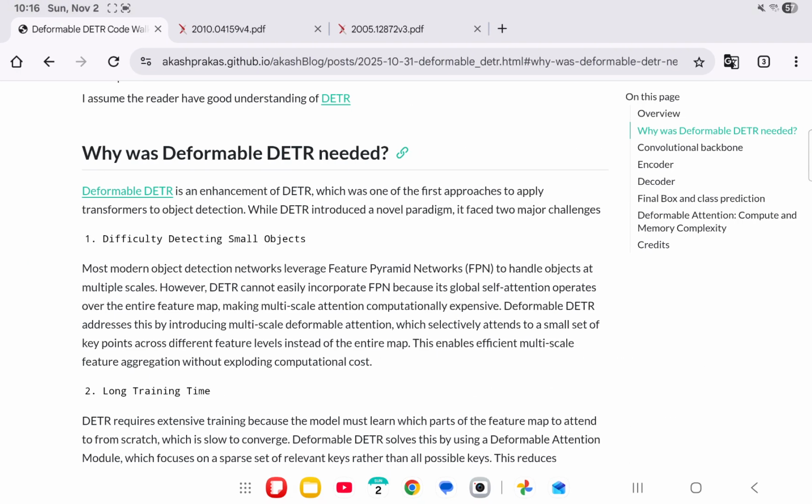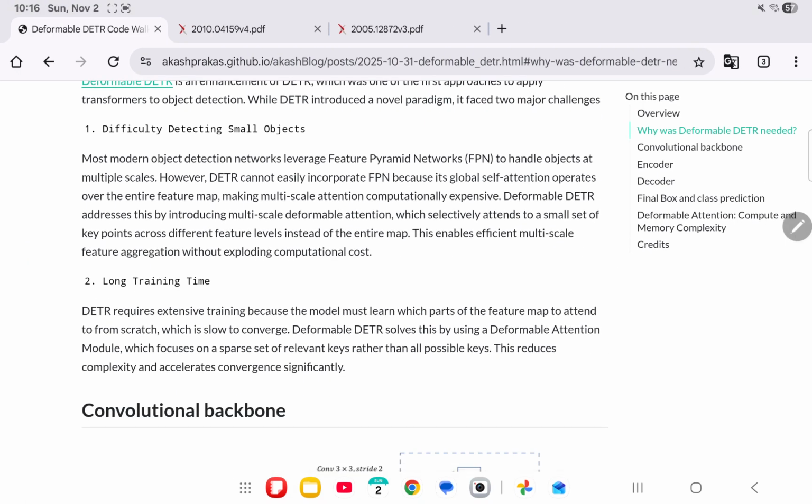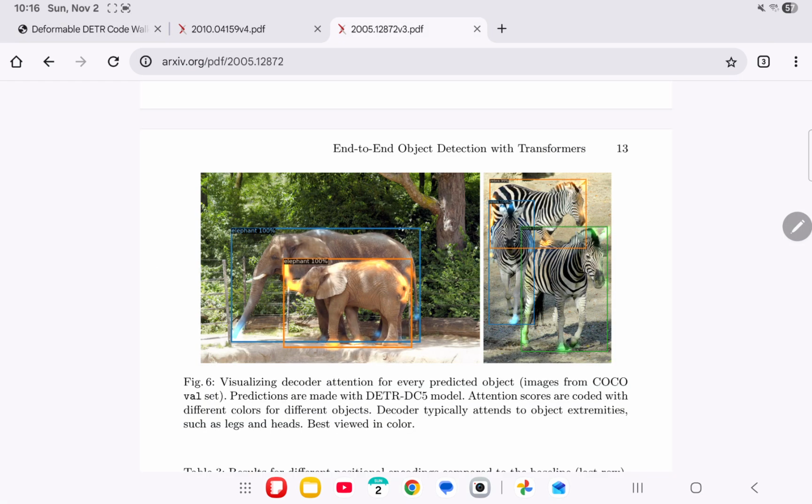The next problem with DETR was long training time. The training time DETR requires was very high. The reason for this can be understood if you look into the attention heads of DETR. You can see that the attention head is actually trying to focus on the corners of each image. And since it's a full self attention, we are looking into all the queries, right? So finding the right queries to look into takes too much time to converge.